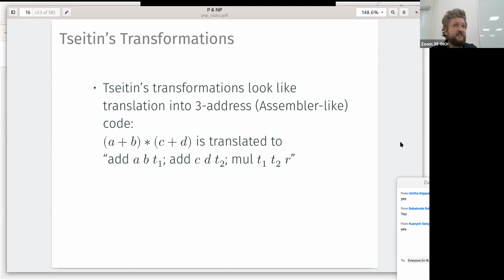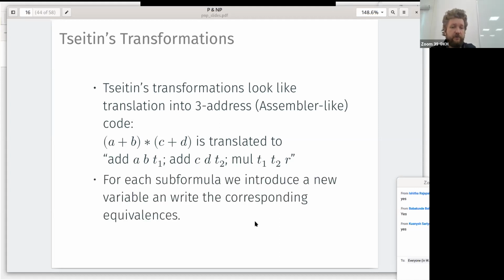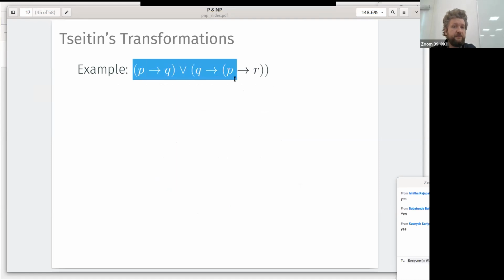Tseitin did the same. I presume that maybe he did it before all this was invented, but nevertheless. Tseitin does the same for Boolean formulae. Suppose we have a formula, and for each subformula we introduce a new variable and write a corresponding equivalence. So there is an example. This is a Boolean formula. By the way, is it satisfiable? What do you think?